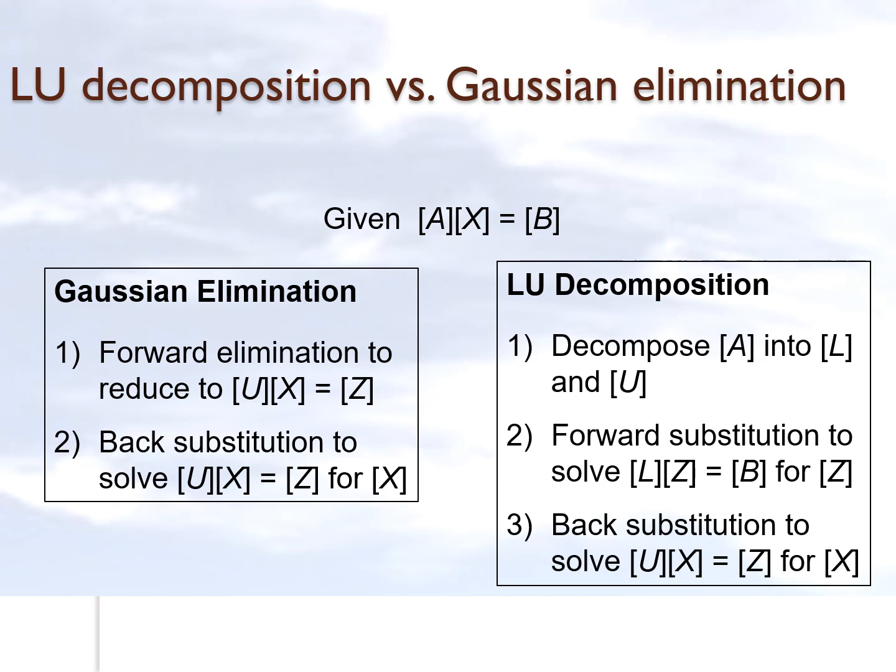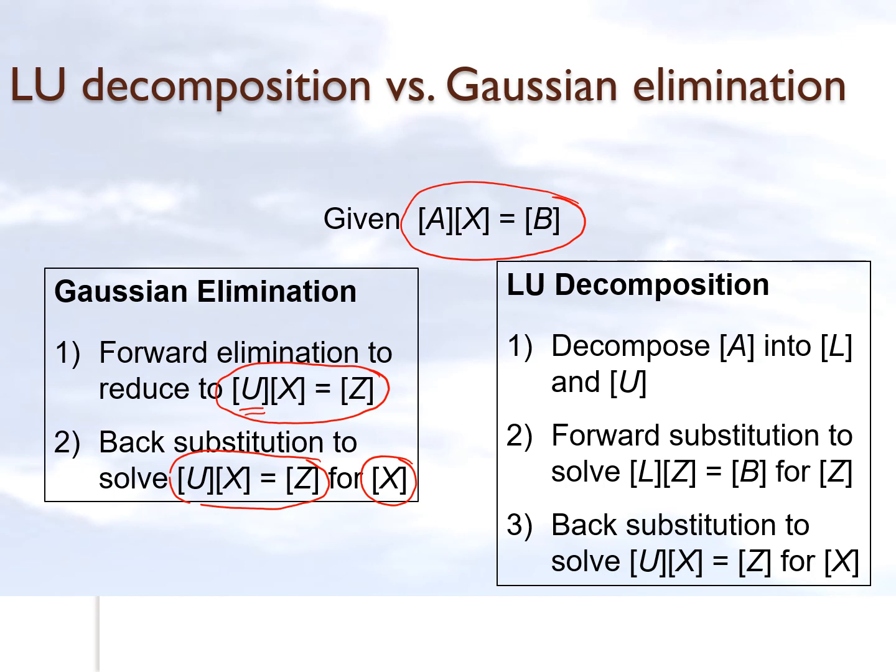So to recap, if we have a set of equations like Ax equal to B, what we first do in Gaussian elimination is use forward elimination steps to reduce the set of equations where the coefficient matrix becomes an upper triangular matrix. And the reason why we do that is because now we can conduct the steps of back substitution and be able to find out what the unknown vector x is.